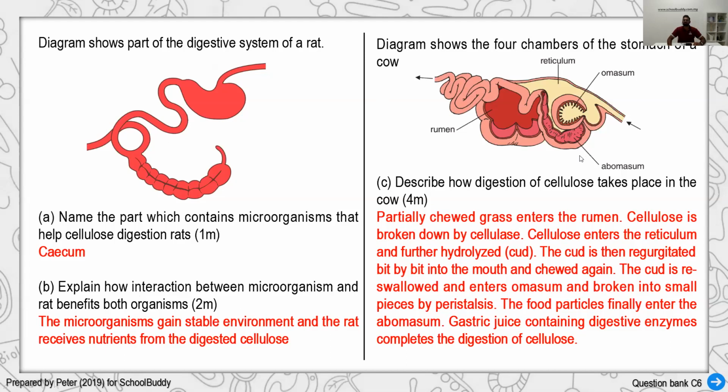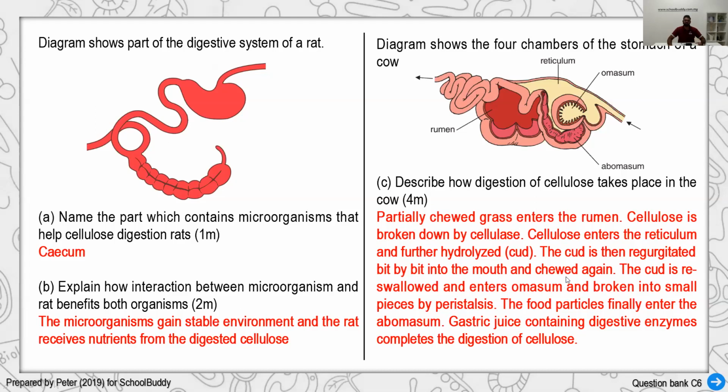This is the cow digestive tract system, and we have all the chambers, which are the reticulum, rumen, omasum, and abomasum. So this question is asking about the beginning of the digestion of grass which contains cellulose. First, we need to mention that the cow chews the grass. It first enters the first part, which is the rumen, and the enzyme cellulase is going to break it down into something called cud, and the cud will return back into the mouth slowly, and then the cow will continue chewing it.